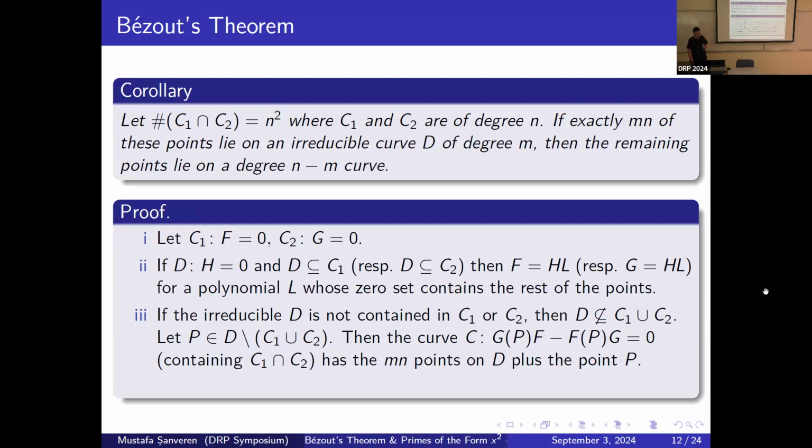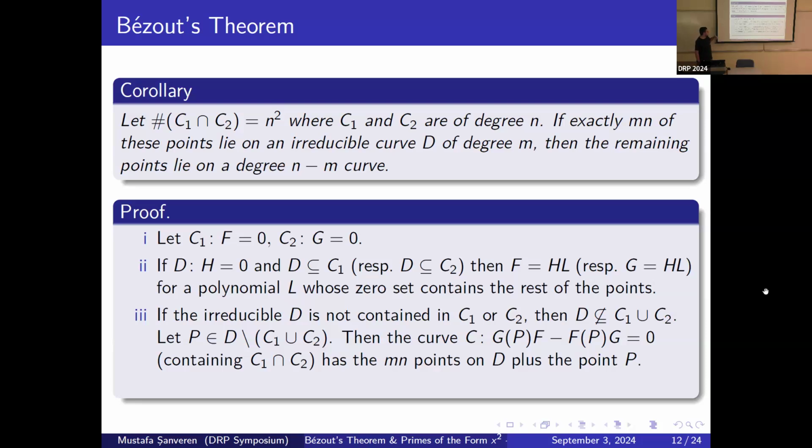If C1 and C2 have intersection points equal to n squared and their degrees are n, and we have another irreducible curve D, such that mn points are on D, then the remaining points lie on a curve which has degree n minus 1.